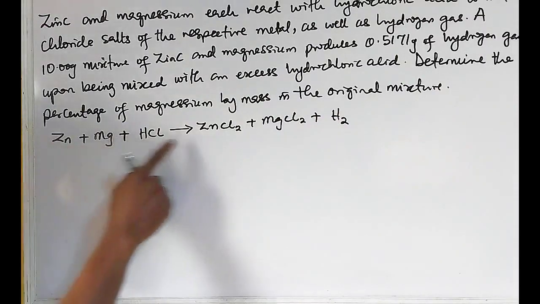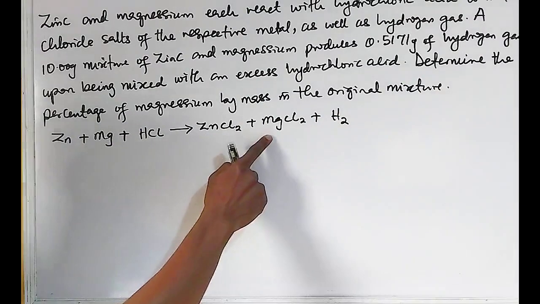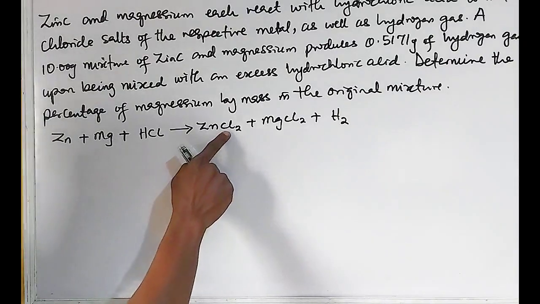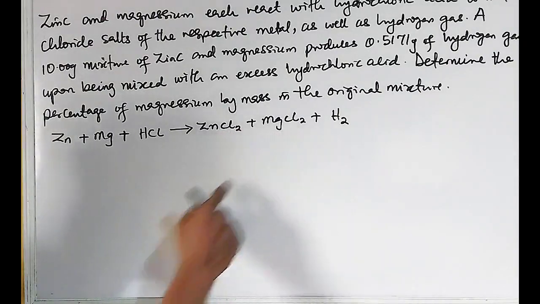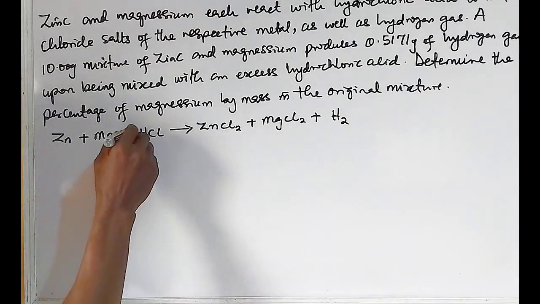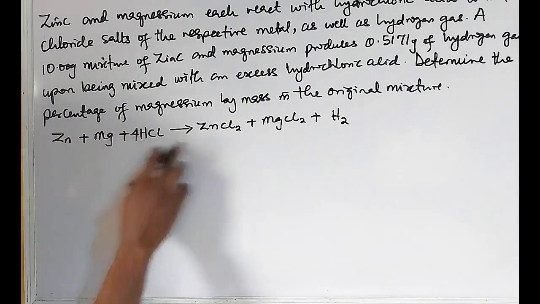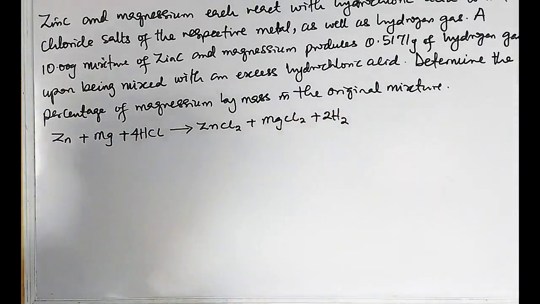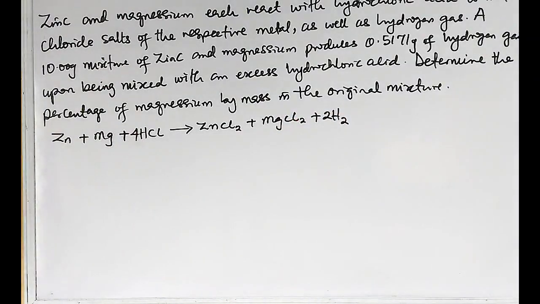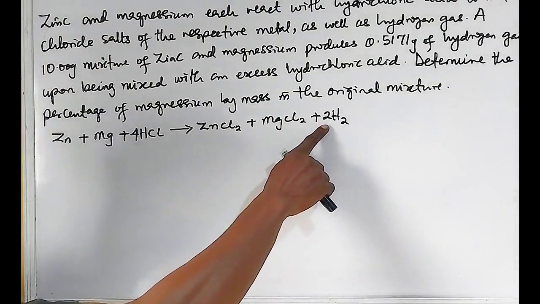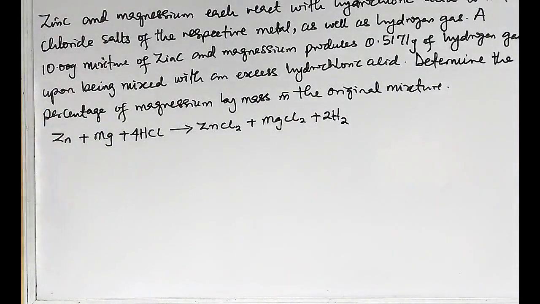Now zinc is 1, magnesium is 1. Chlorine here is 2 and 2, making 4, so let us put 4 here. Then hydrogen here is 4, here is 2. Alright, now from this equation we can see that 2 moles of hydrogen gas is what is produced.